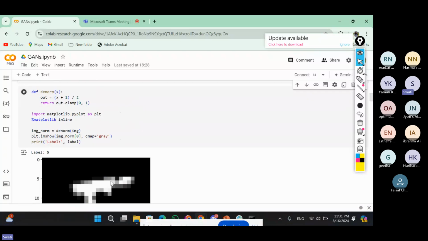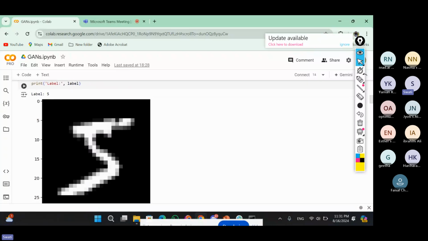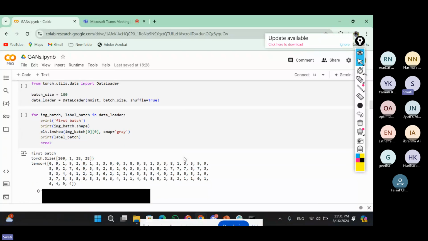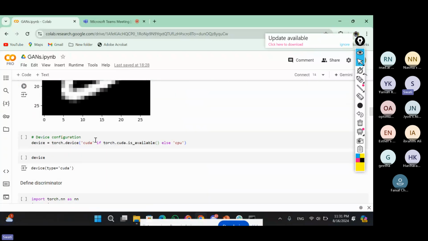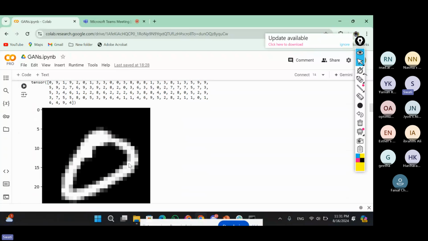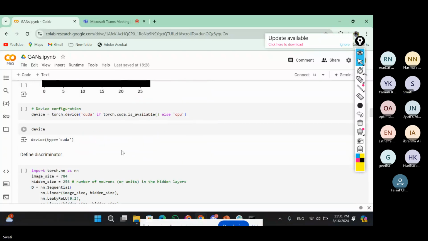Then to see the image, how it is looking like, to see our data, we are just denormalizing to see our data. Okay. And then plotting it using matplotlib. So we can say that label is 5 and you can see it. Then we are defining a data loader, giving batch size equal to 100. And for this data loader also, we are seeing the first image, like how it is coming. So it is a 0.